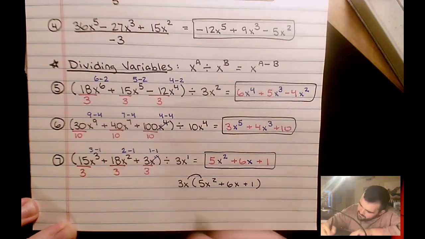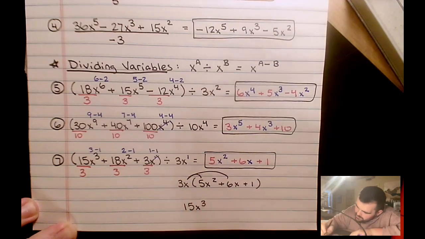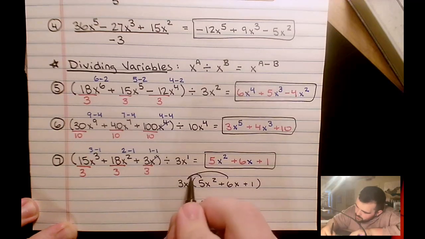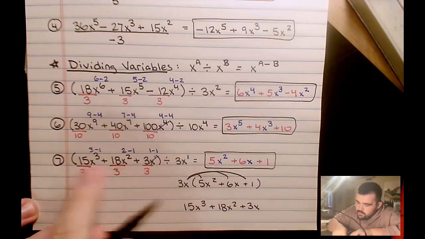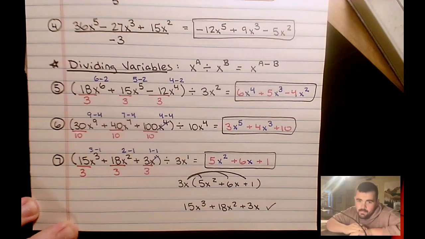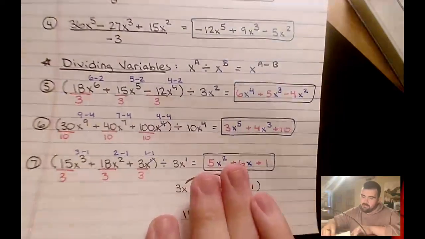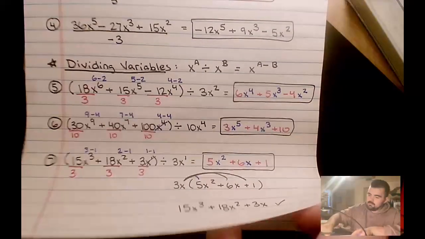So 3x times 15x squared is 15x cubed. 3x times 6x is 18x squared. And 3x times 1 is 3x. Hey, that's what was in parentheses up here. So that's how I know I'm right. Okay? That's actually how you're going to check your work for all of these if you want to. All right, I'm going to just write down a couple more and let you try those out, and then we'll go over them together, and then we'll be done.